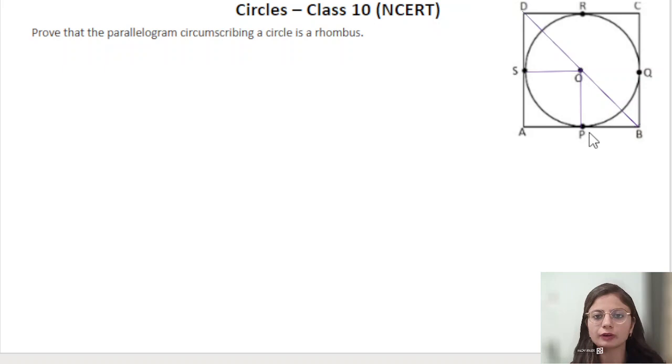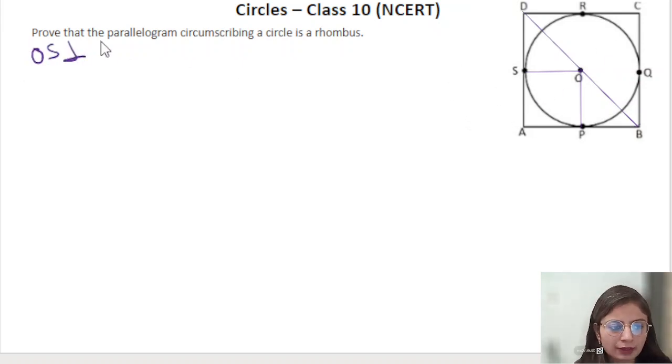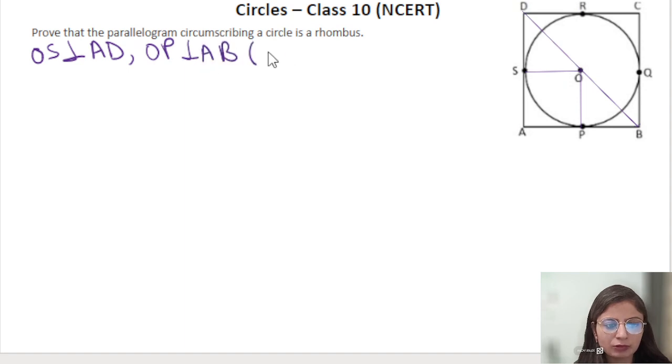we know this theorem that the tangent at any point of a circle is perpendicular to the radius through the point of contact, right? So therefore OS is perpendicular to AD. Similarly OP is perpendicular to AB. So you can give the reason. This is theorem 10.1. Okay.